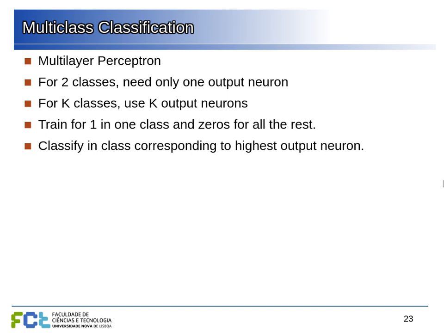So in a multi-layer perceptron, all you need is to increase the number of output neurons to be the same as the number of classes, and you have a multi-layer perceptron that can do multi-class classification.